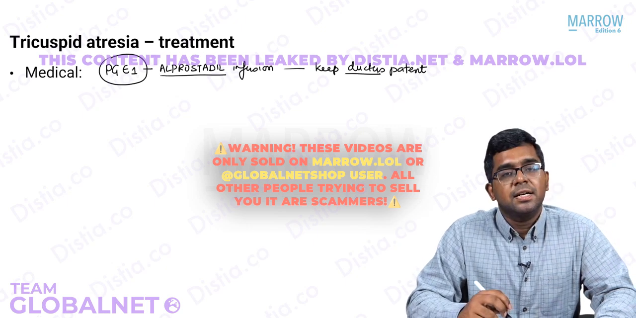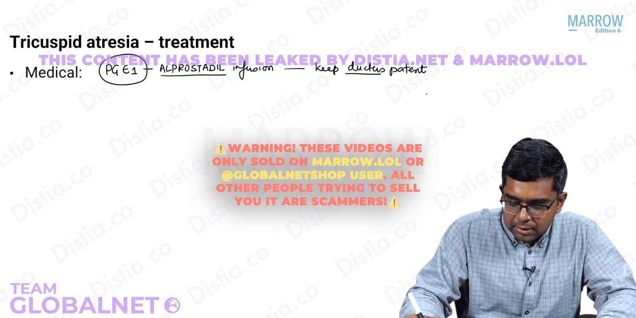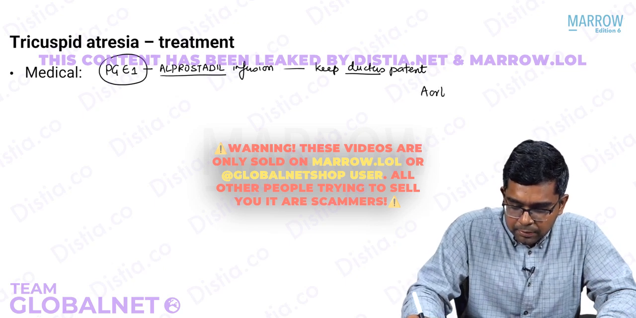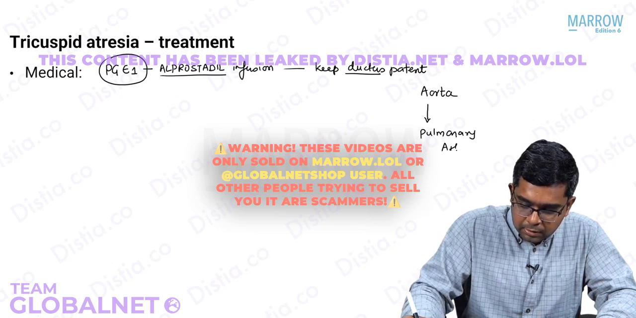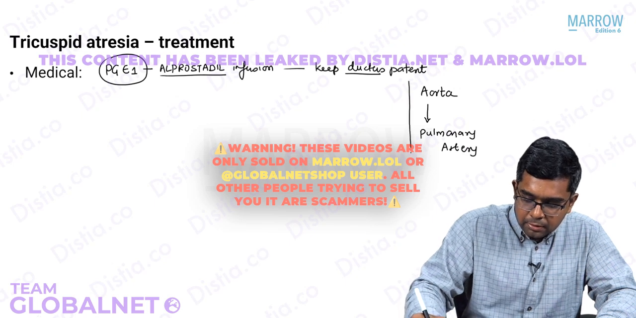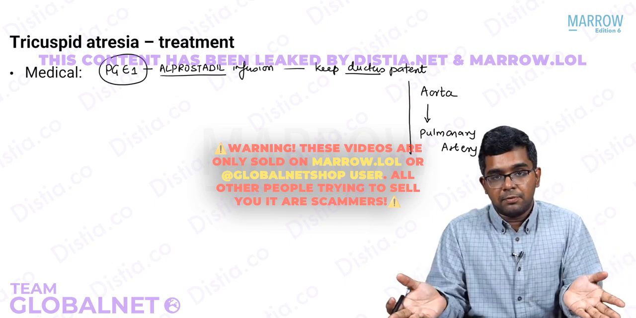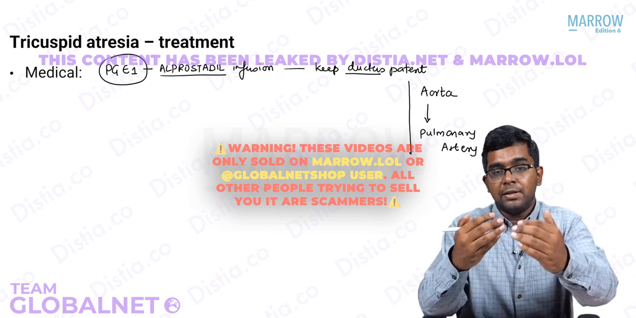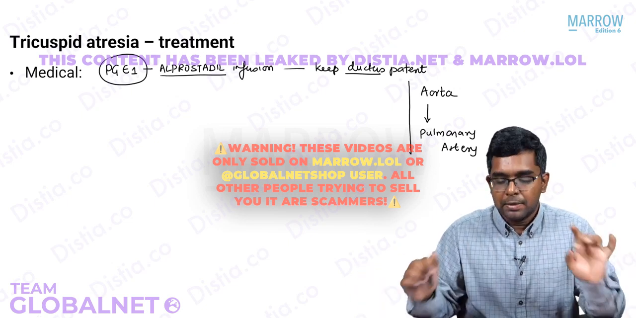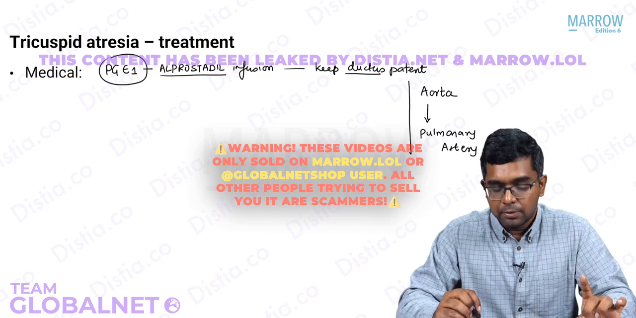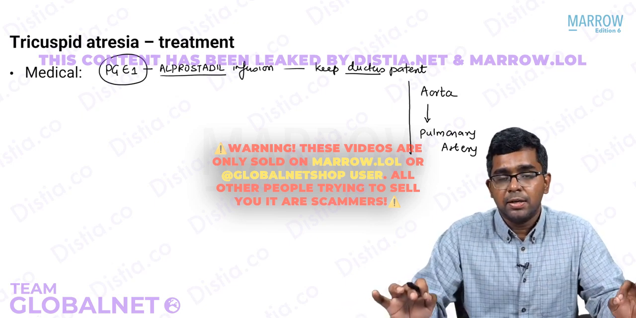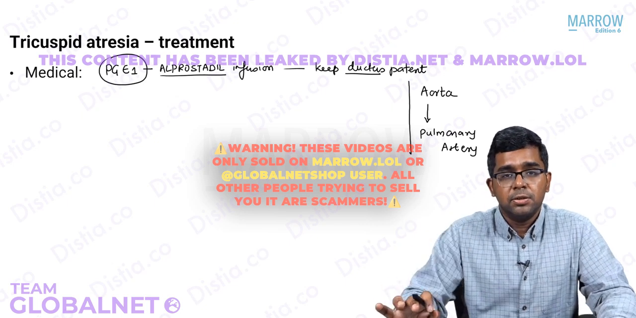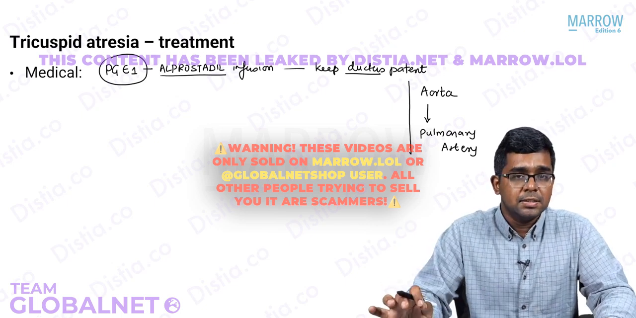What is the advantage if the ductus is patent? Through the ductus, some of the blood from the aorta will flow into the pulmonary artery. Correct? Through the ductus. See, the main problem in tricuspid atresia is decreased pulmonary blood flow. So if you give PGE1, it will improve the pulmonary blood flow. Very simple. That is how it is going to be useful. But please remember, PGE1 infusion is not a permanent solution. It is only a temporary solution. The permanent solution will be in the form of surgery only.